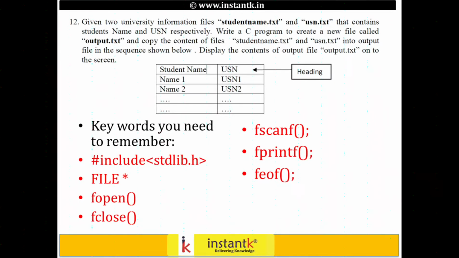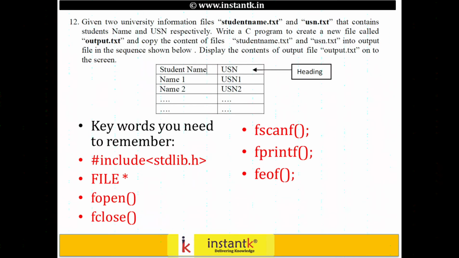This is problem number 12 of the VTU C programming lab course. The problem statement is: given two university information files, studentname.txt and usn.txt, that contain student name and USN respectively, write a C program to create a new file called output.txt. Copy the contents of studentname.txt and usn.txt into the output file in the sequence given below. Display the content of output.txt onto the screen.